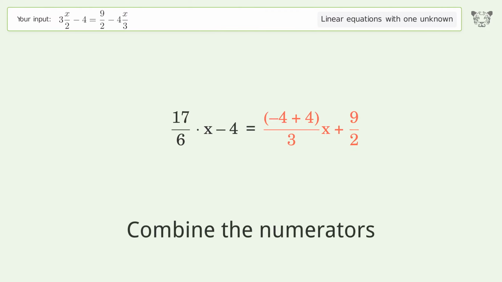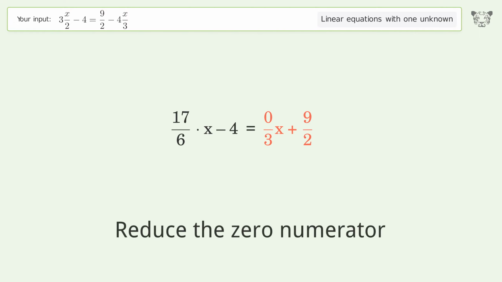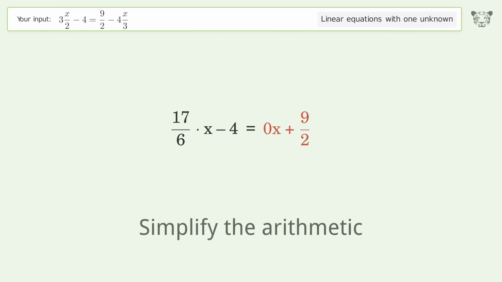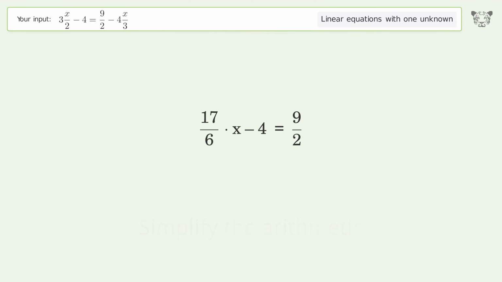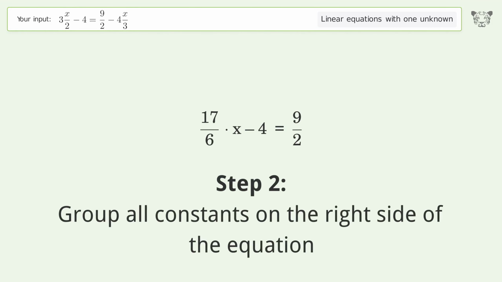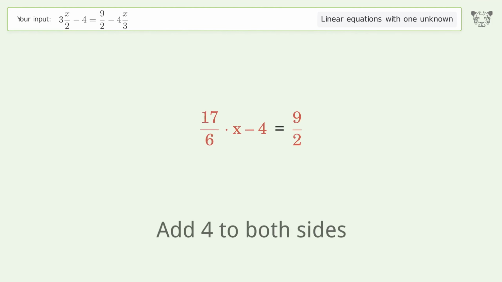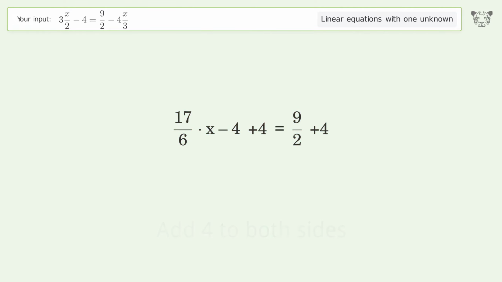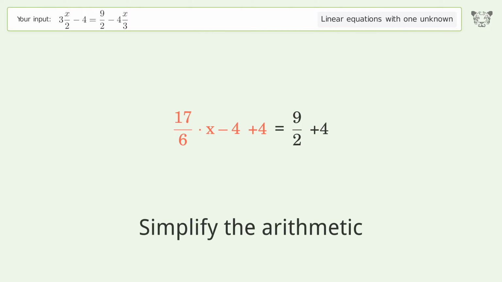Combine the numerators. Reduce the zero numerator. Simplify the arithmetic. Group all constants on the right side of the equation. Add 4 to both sides. Simplify the arithmetic.